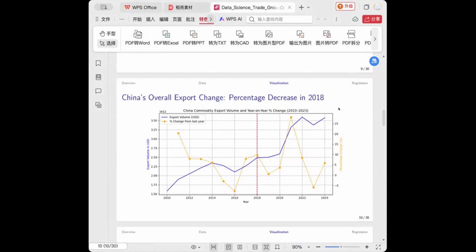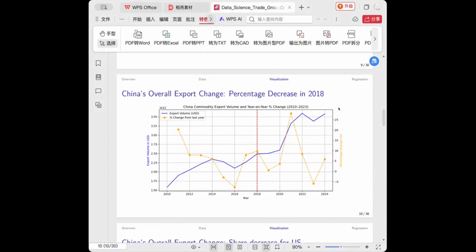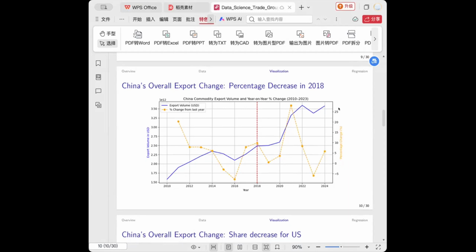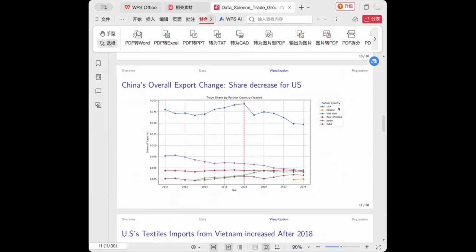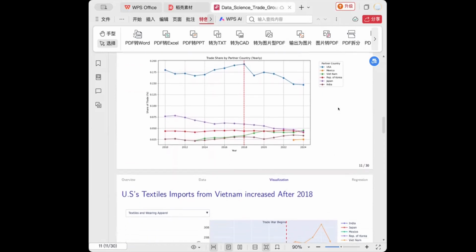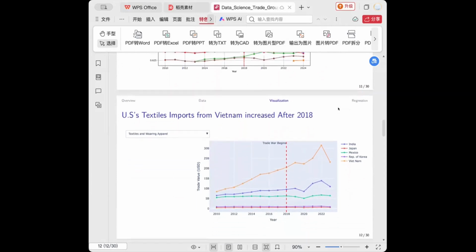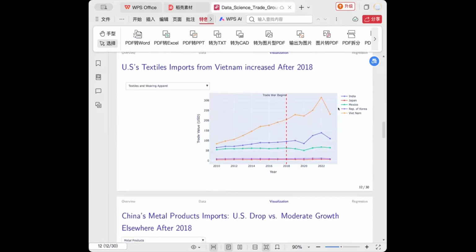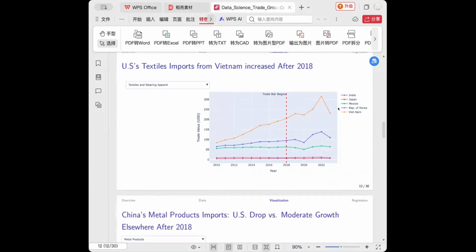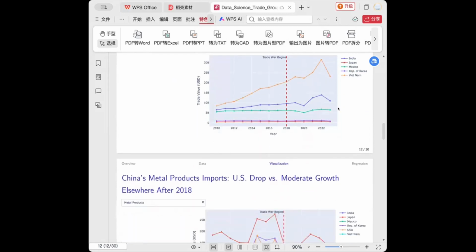This graph shows that China's export value growth rate dropped around 2018, while the total volume remained large. Year-on-year percentage growth dropped notably. And this graph shows that China's overall export change and the share for the US faced a decrease after 2018. Following the drop from China, alternative countries' exports faced a big growth after the trade war between China and America. For example, US textile imports from Vietnam increased after 2018.